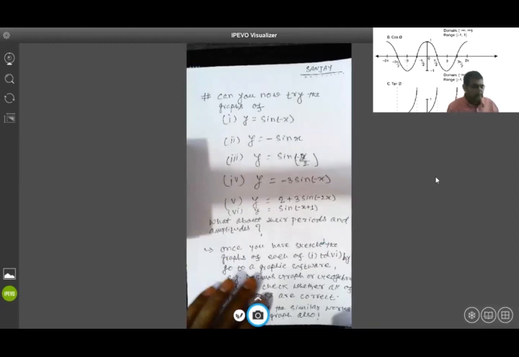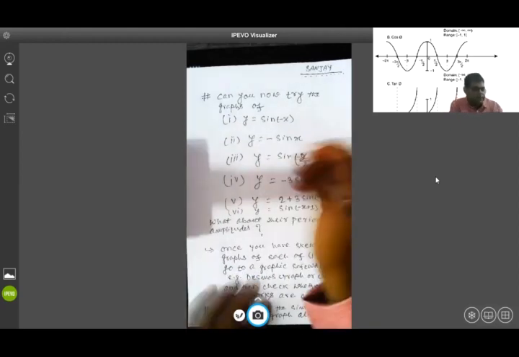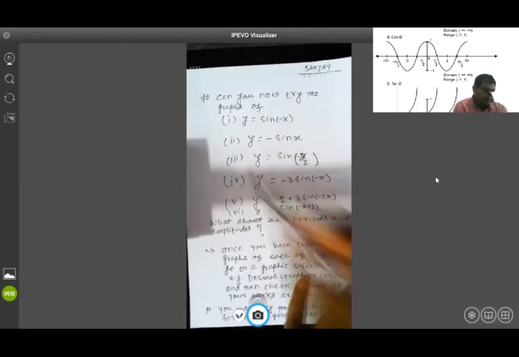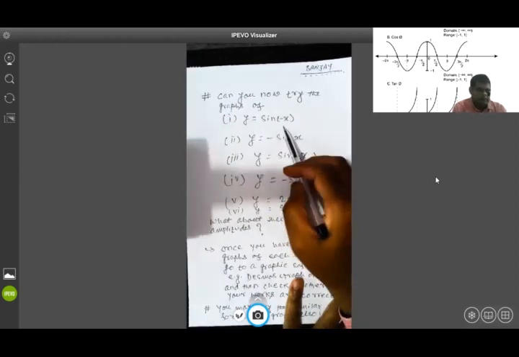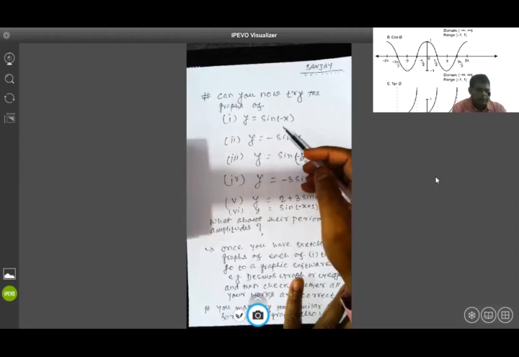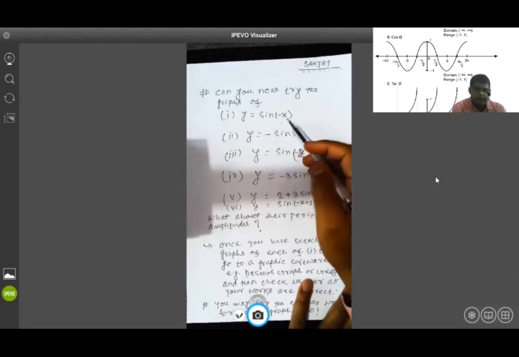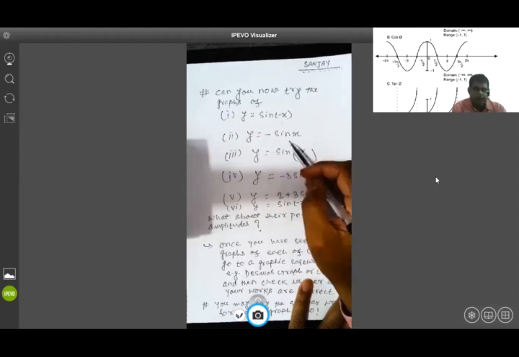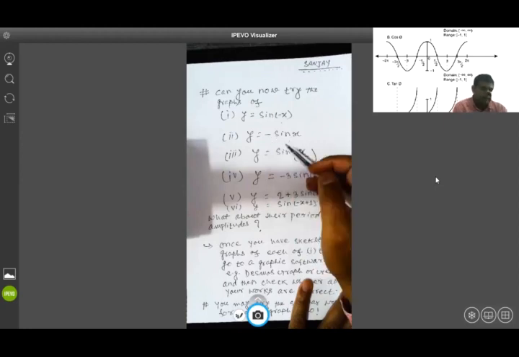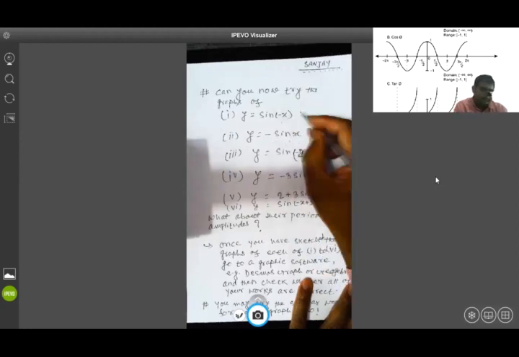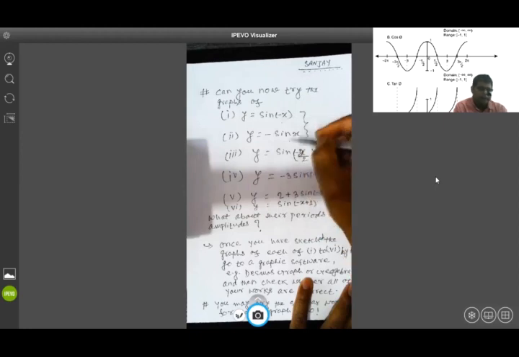All right. At last, can you now try the following graphs? You can see y equals sine of negative x. x has become negative. That means you have to draw the sine graph and then reflect the graph about the y-axis. Here you can reflect the graph about the x-axis if it is minus sine x. And once we have done these two, check whether the graphs of these two equations are the same or different. If it is the same, then analyze why these two functions are the same.